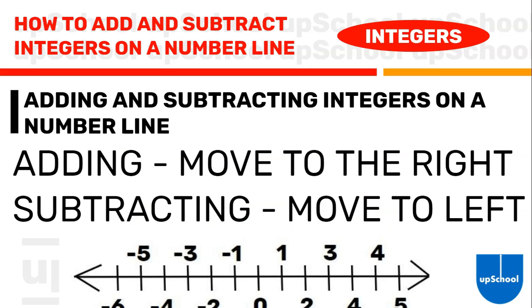When you're adding integers on a number line, you move to the right, or in other words, as we move to the right of a number line, the numbers begin to increase. When we subtract, we move to the left, or in other words, as we move to the left of a number line, the numbers begin to decrease.